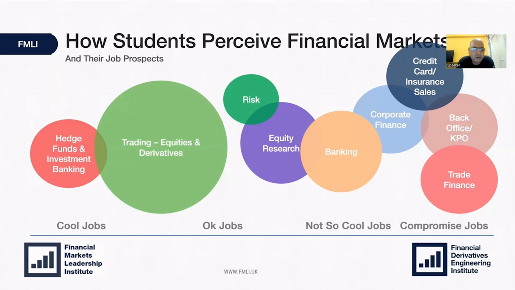In the bottom part of the slide, I have bifurcated this into cool jobs, okay jobs, not so cool jobs, and compromise jobs. And this is how students see these job opportunities. A lot of you want to get into hedge fund and investment banking, thinking that the work environment will be cool, pay is very good, etc., regardless of knowing how many job opportunities are there.